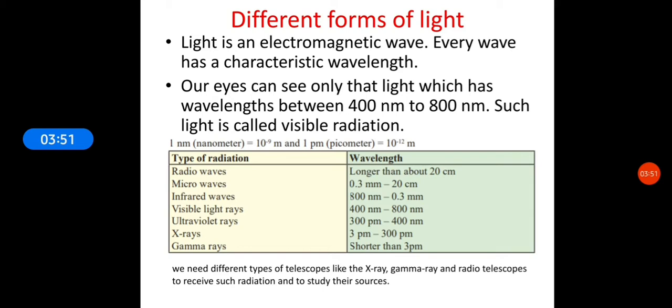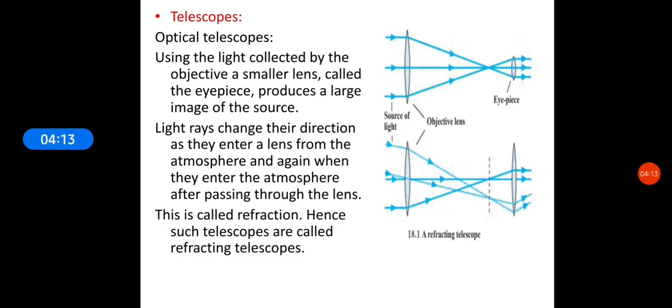However, many heavenly bodies emit radiations other than the visible light. Thus, we need different types of telescopes like the X-ray, gamma ray, and radio telescopes to receive such radiation and to study their sources. So, let us learn in detail about the construction and function of the different types of telescopes. There are mainly three types of optical telescopes. First is refractor telescope, second reflector telescope, and third catadioptric telescope. Refracting telescopes are made up of only lenses, reflecting telescopes are made up of mirrors, while catadioptric telescopes are made up of both lenses as well as mirrors.